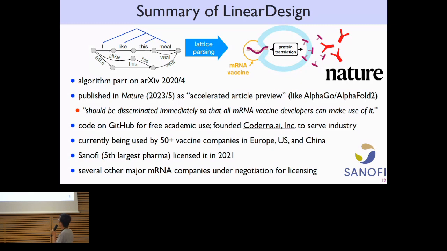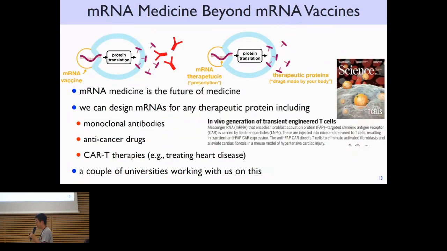Okay, so it can also be used for therapeutics, not just for vaccines, because mRNA therapeutics is really the future of medicine. You can use mRNAs for CAR T, for cancer, for anything. There are a couple of universities working with us on this. And in terms of use cases, mRNA therapeutics is about 100 times bigger than mRNA vaccines. So we are very excited about that future.